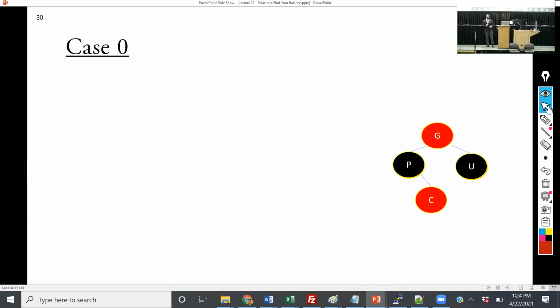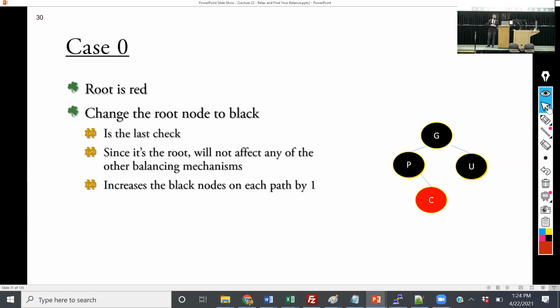So the first rule is case 0. If the root node, which in this case we're going to call grandparent, is red, just change it to black. This will work because any path after the root, if it has n black nodes, will simply get 1 added to every path when I make the root node black. So we want to make sure that the root node is always recolored to black every single time. This is like when I insert a value into that B tree node, it goes into the middle and that becomes black.